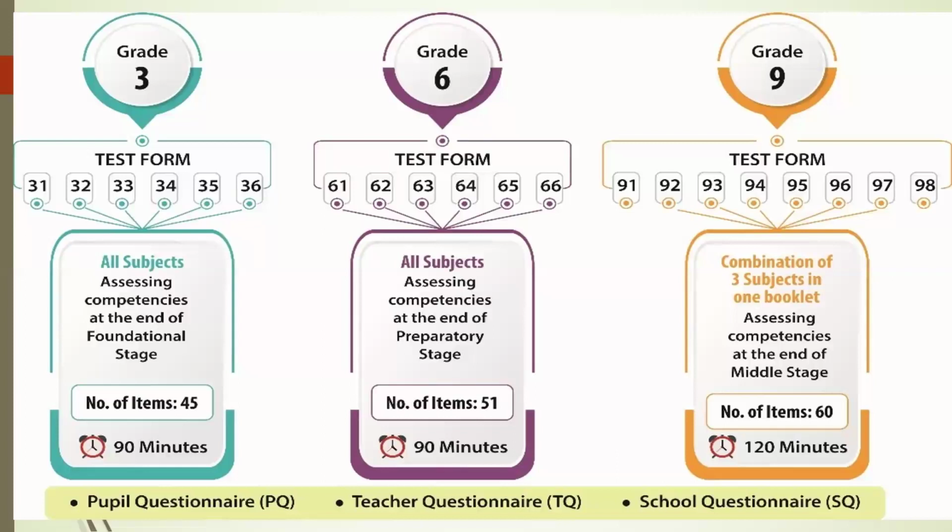Grade 3 test forms are all subject, assessing competency at the end of the foundational stage. Number of items included is 45, and time will be 90 minutes. And grade 6, all subject, assessing competency at the end of the preparatory stage. Number of items is 51, and time will be given 90 minutes. In grade 9, a combination of 3 subjects in one booklet, assessing competency at the end of the middle stage. Number of items is 60 and the time given is 120 minutes.